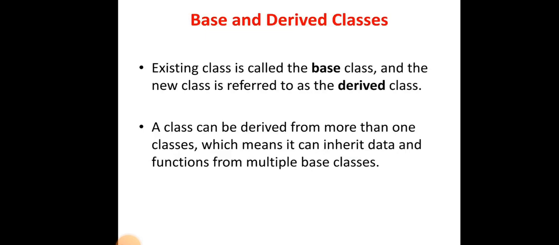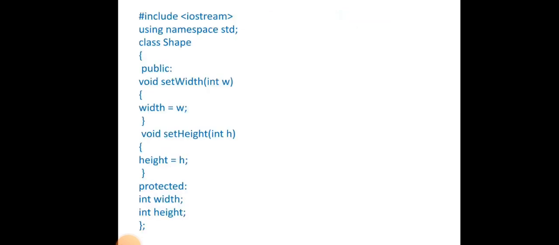Base and derived classes. There are two types of classes in the inheritance concept. They are base class and derived class. An existing class is called base class or parent class, and a new class is called derived class or child class. A class can be derived from more than one class, which means it can inherit data and functions from multiple base classes. This is an example program for inheritance in which we have a class named save.